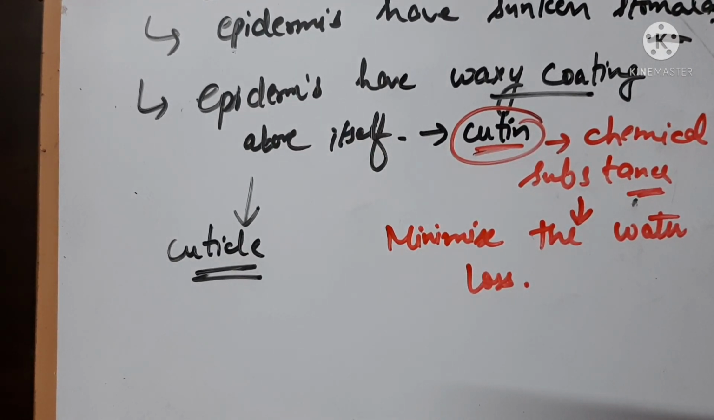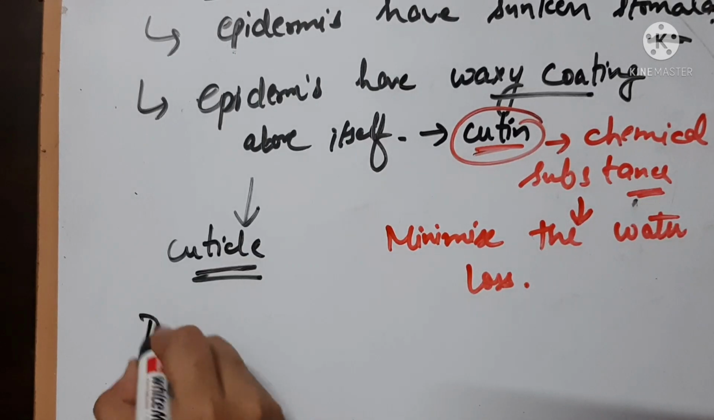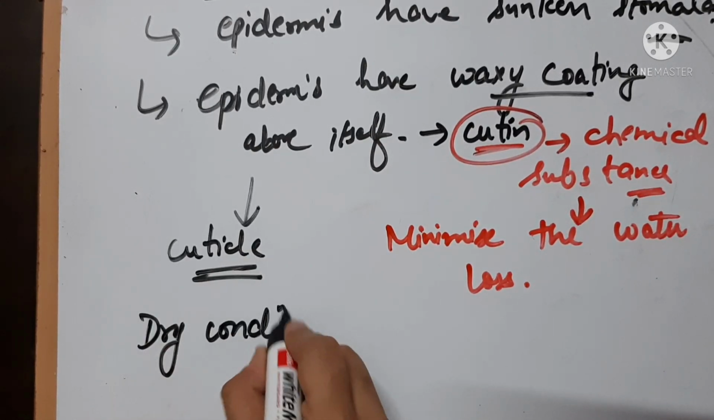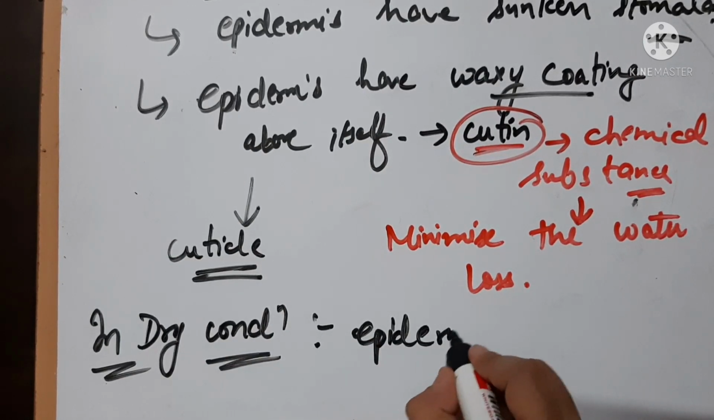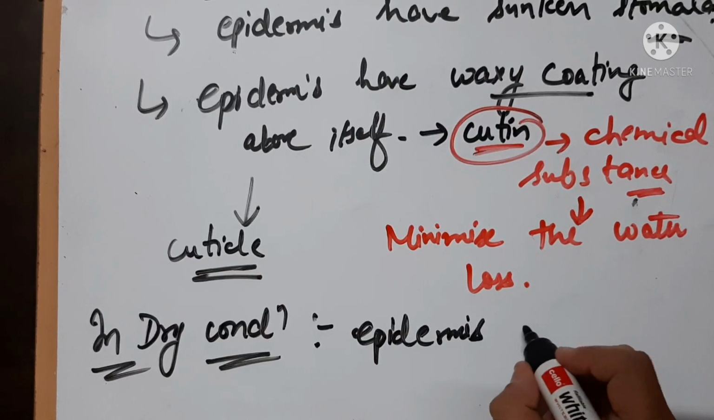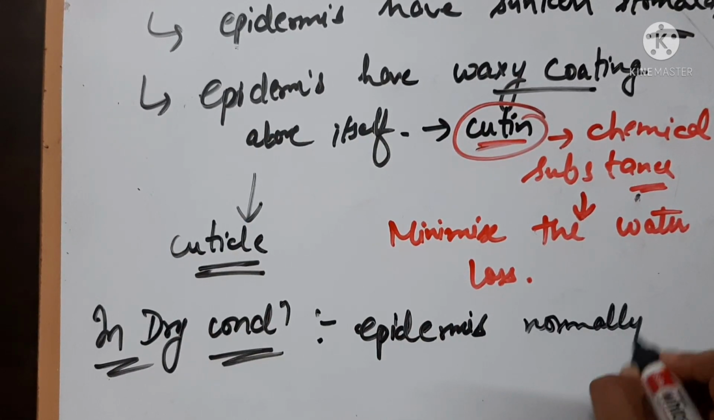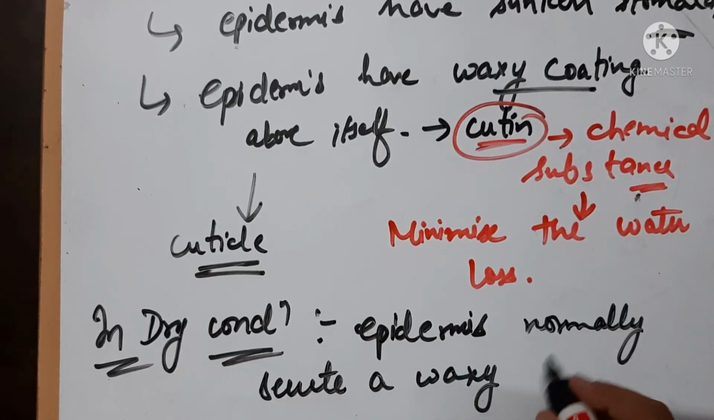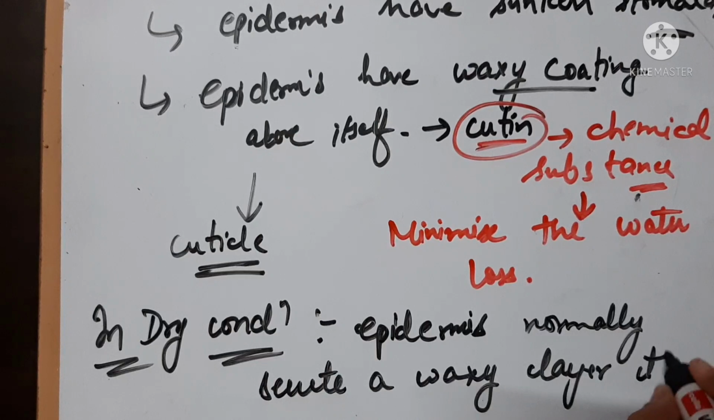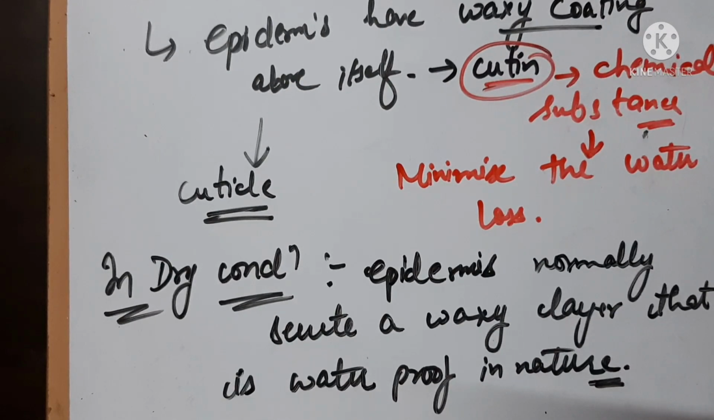In dry habitats, you can say in dry conditions, if the conditions become very dry, the epidermis normally also, epidermis क्या secrete करेगा? A waxy layer that is waterproof in nature. Okay, that is waterproof in nature.